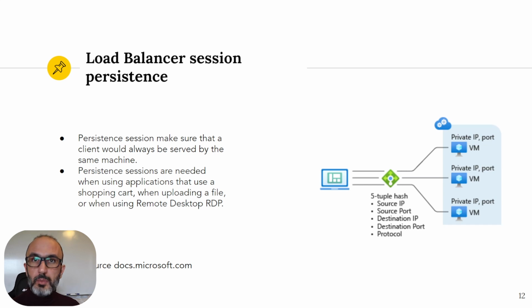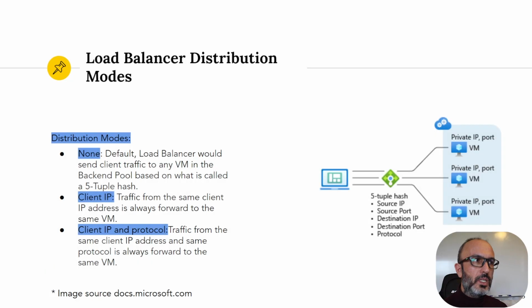Another example is if you are uploading a file or using the Remote Desktop Protocol, you want all your traffic to always be sent to the same virtual machine. To do so, we would use what are called network load balancer distribution modes. The distribution mode by default is none. None means Azure Network Load Balancer would use all five tuples here, source IP, destination IP, and so on, to send traffic toward whatever machine based on the hash calculation.